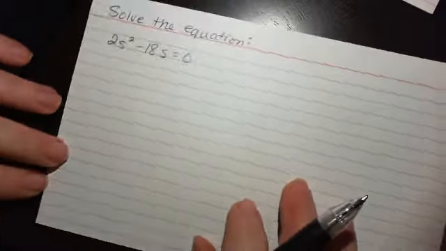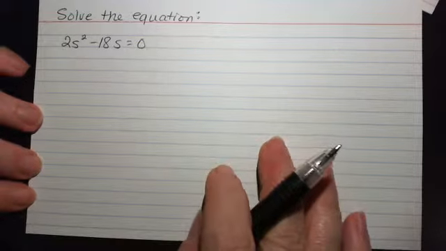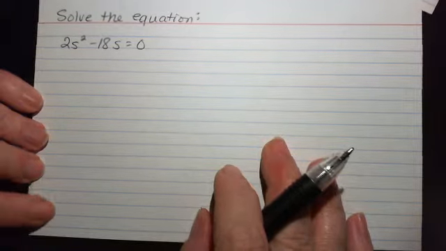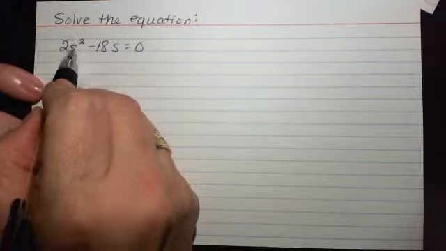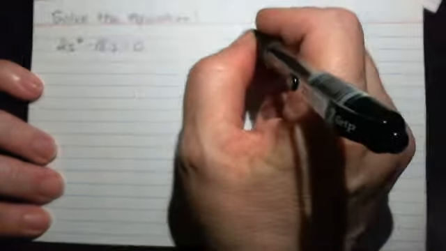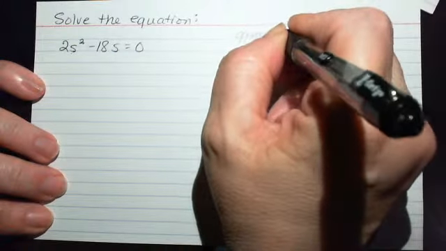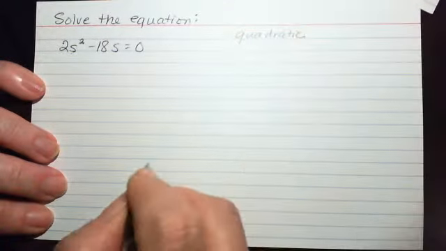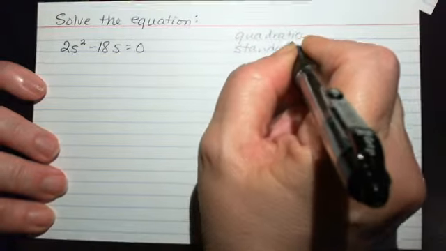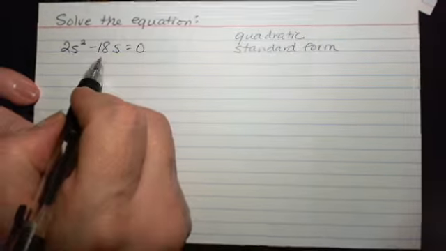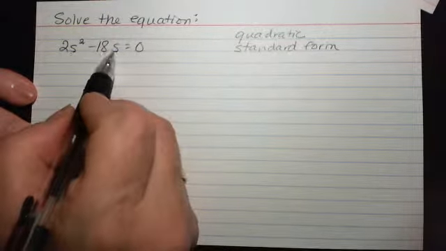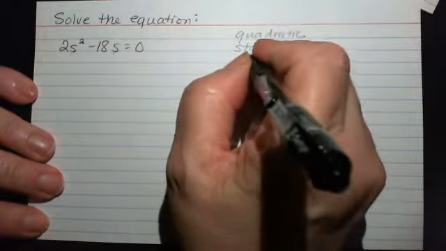Okay, our instructions for the next one here say solve the equation. Now we don't get any hints about how to solve it, so we need to look at it. We need to notice that because of the squared variable here, it is quadratic. Then we want to check to see if it's in standard form. Standard form means everything on one side in descending order and 0 on the other, so that looks good. And we're going to factor the polynomial.